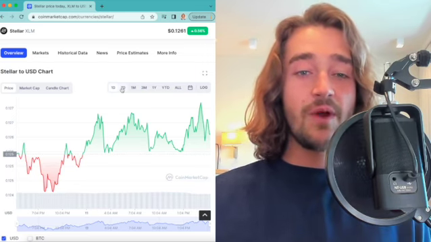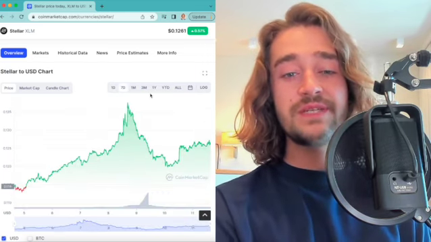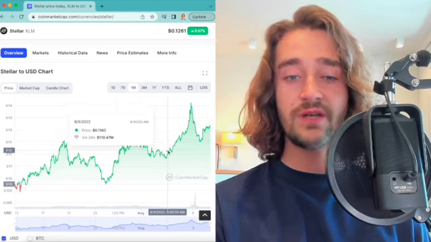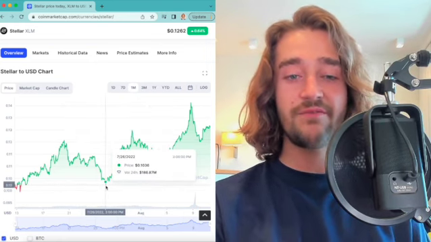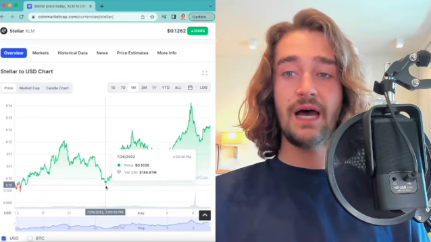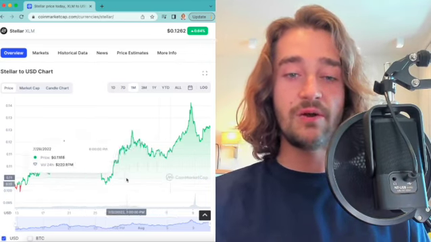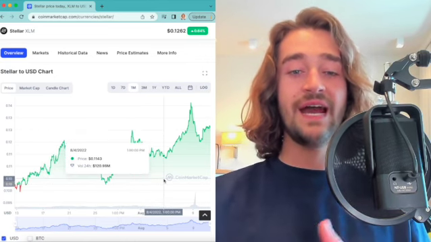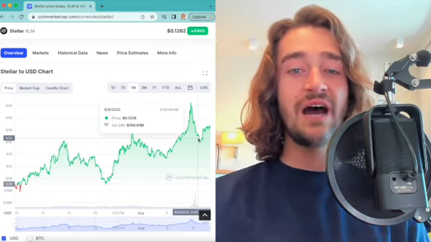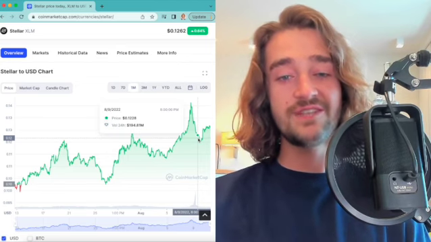Now, XLM right now has a resistance hovering around the 10 cent point. As you can see, it keeps testing it, for example, on the 26th, but it hasn't managed to go below. So that's good. Since then, the bulls have taken the upper hand, and we've had higher highs and higher lows, which has allowed us to reach 12 cents now.